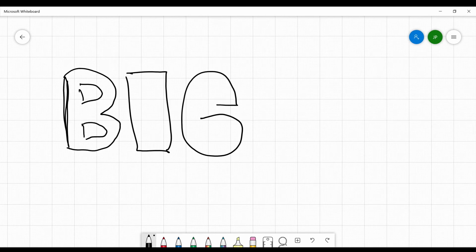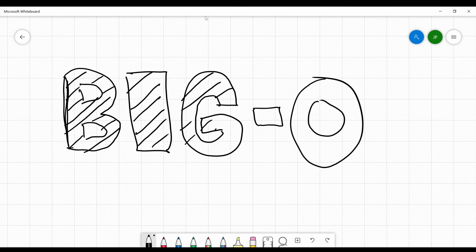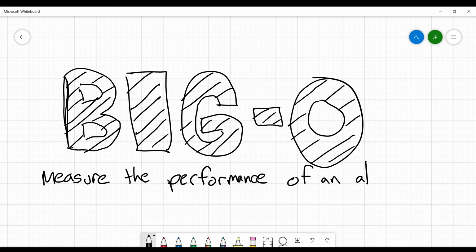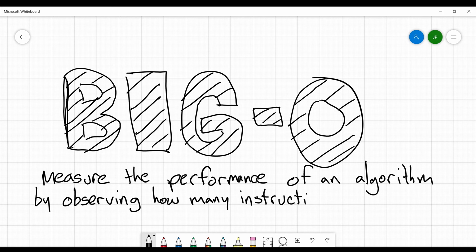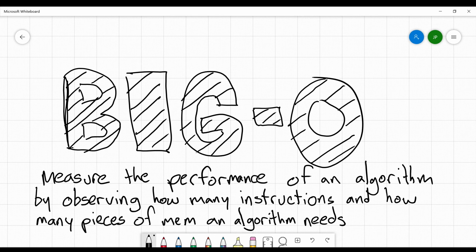Big O is an important tool computer scientists use to measure the performance of an algorithm. In a nutshell, Big O compares how many instructions and how many pieces of memory an algorithm needs with respect to different input sizes. Admittedly, it's also pretty important because interviewers ask you about it and you need to know it as a computer science major for any algorithm-based class.